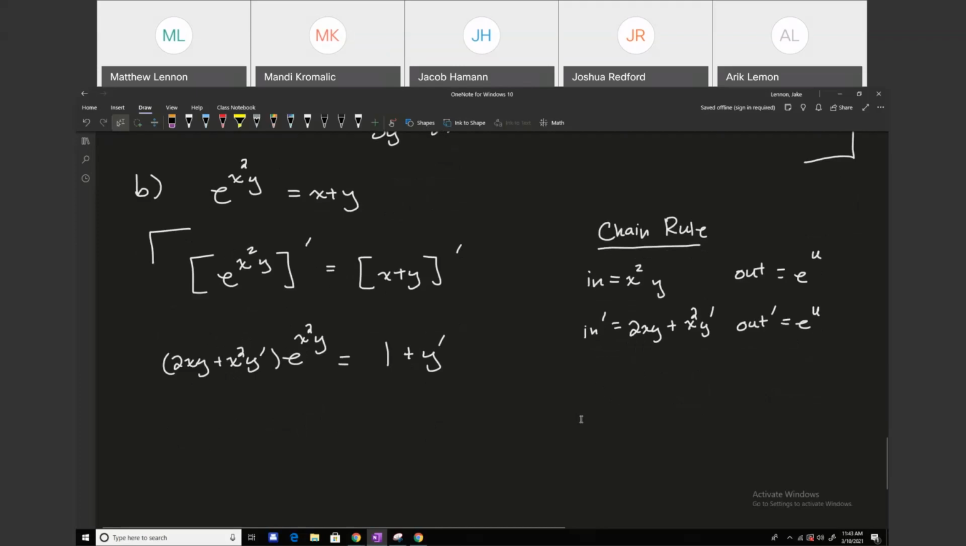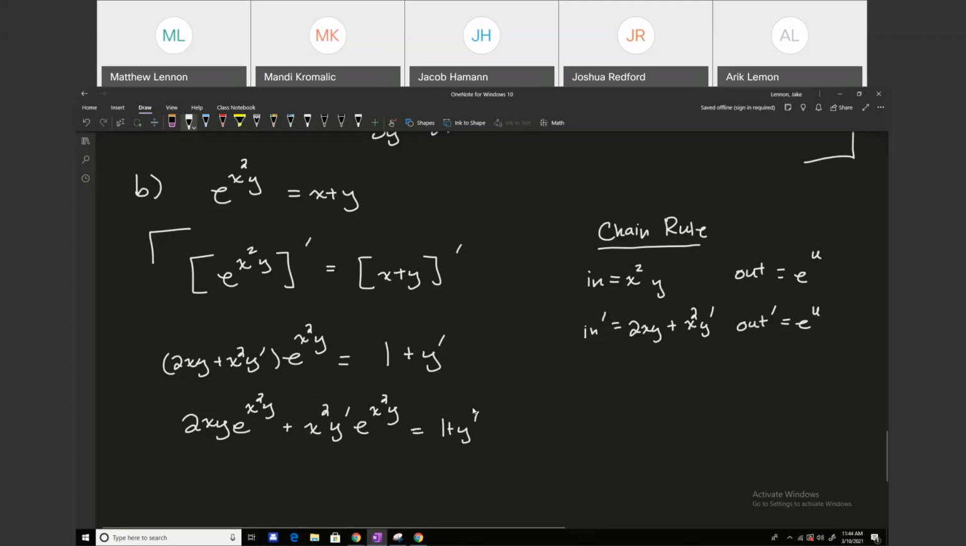Okay, but now there's a bit of an issue. We have a y prime term stuck inside parentheses here. So we want to collect all the y primes together, so we actually have to expand this. So we have to multiply e to the x squared y through. So if I do that, I have 2xy times e to the x squared y, plus x squared y prime times e to the x squared y. And then we still just have our 1 plus y prime.